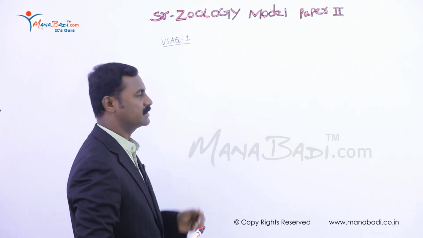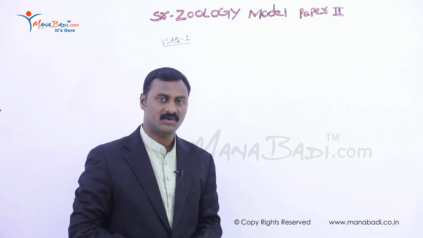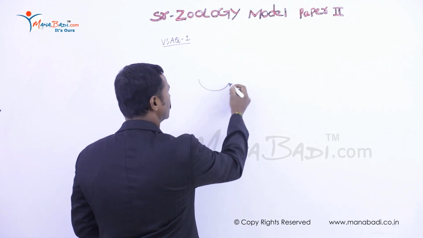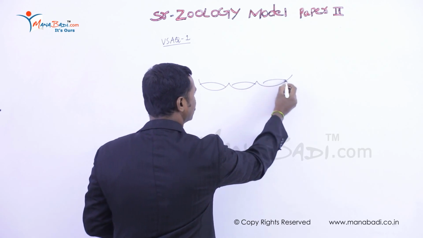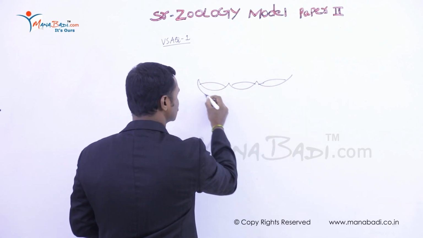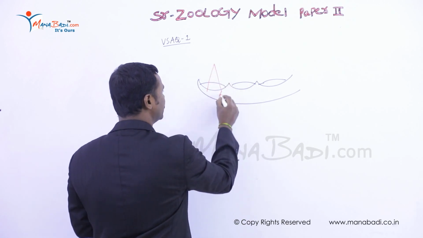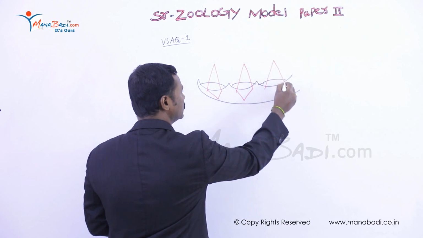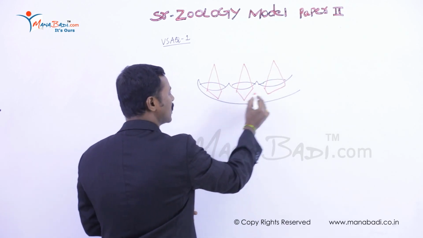So in this model paper, the first question is thecodont dentition and diphyodont dentition. So what is thecodont dentition? If you see the jaw socket, our mammalian jaws are with sockets. In these sockets, teeth are embedded. You see this red color I am mentioning here, these are the teeth. Where are they? They are in the sockets.